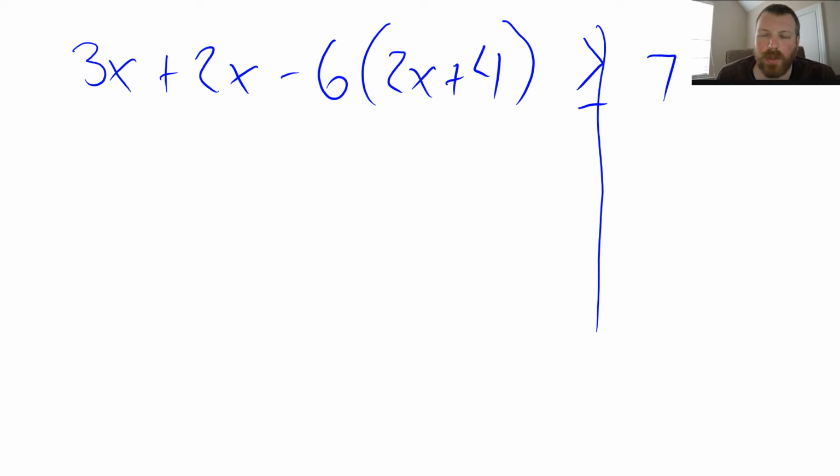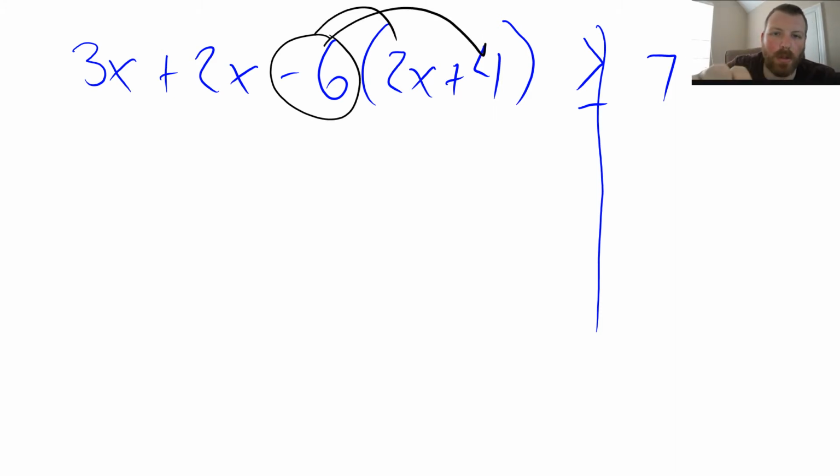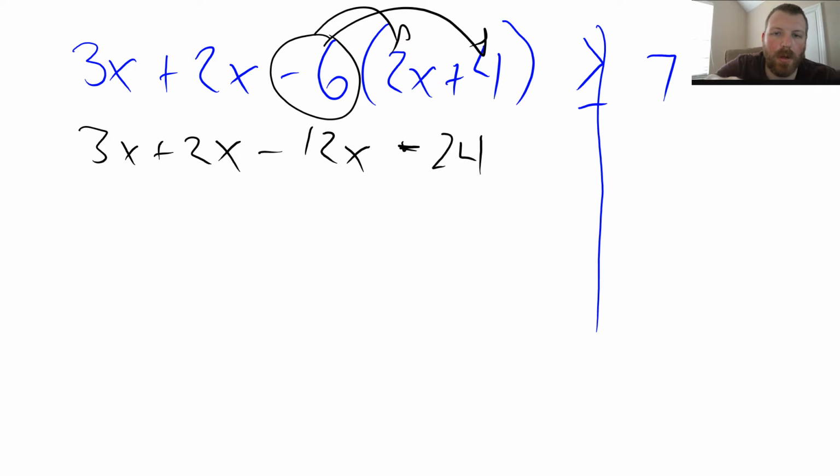We know we have to distribute, so that's what we should do first. And what we need to look at is this negative 6. So since it's negative, I need to take that through and multiply it. To do that, I'm just going to rewrite everything down that I have. So 3x plus 2x, and then negative 6 times 2 is negative 12x, and negative 6 times 4 is negative 24. And then we have our greater than or equal to 7.